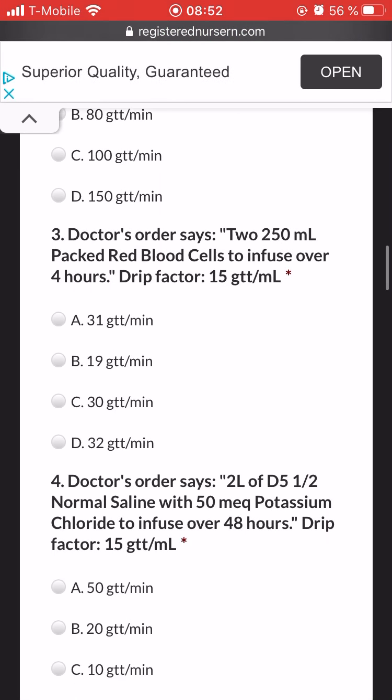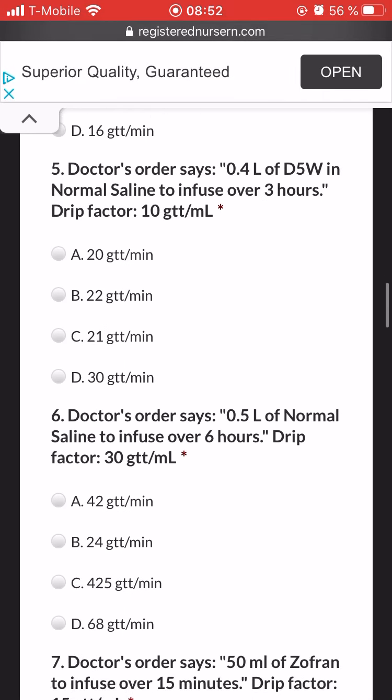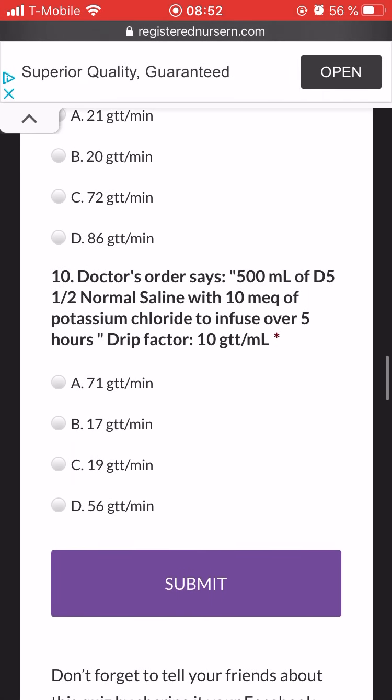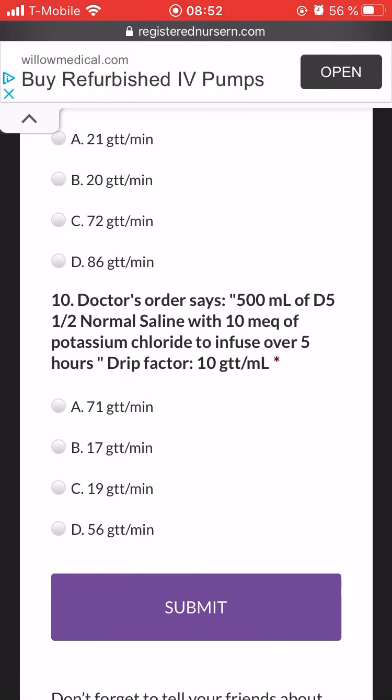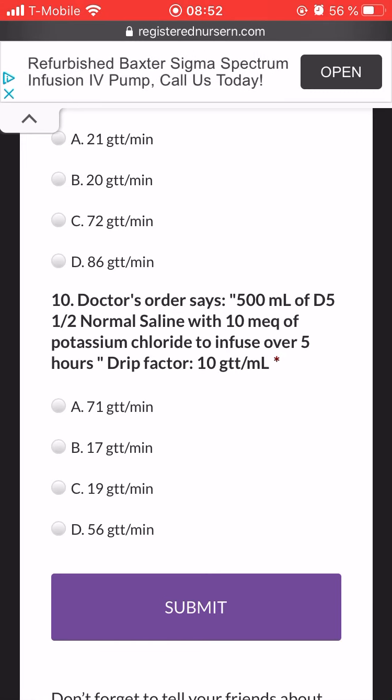You already know the first 3 answers. Keep doing 4, 5, 6, all the way up to 10. Remembering, multiply your volume, which is the milliliters, by the drip factor numerator, which is the gotas. And then you're going to take that answer and divide it by the amount of minutes, because the answer is gotas per minute.